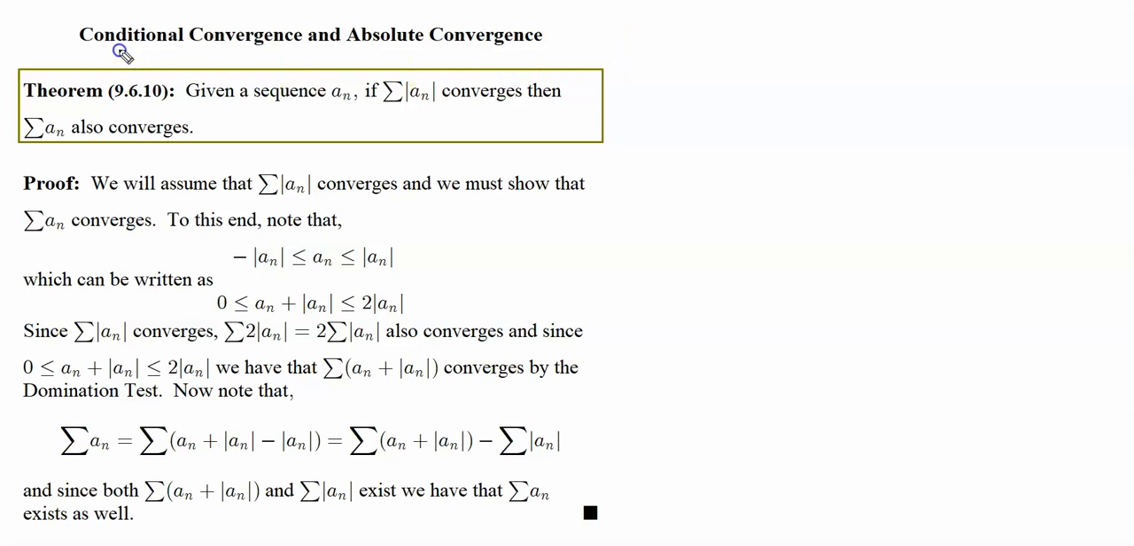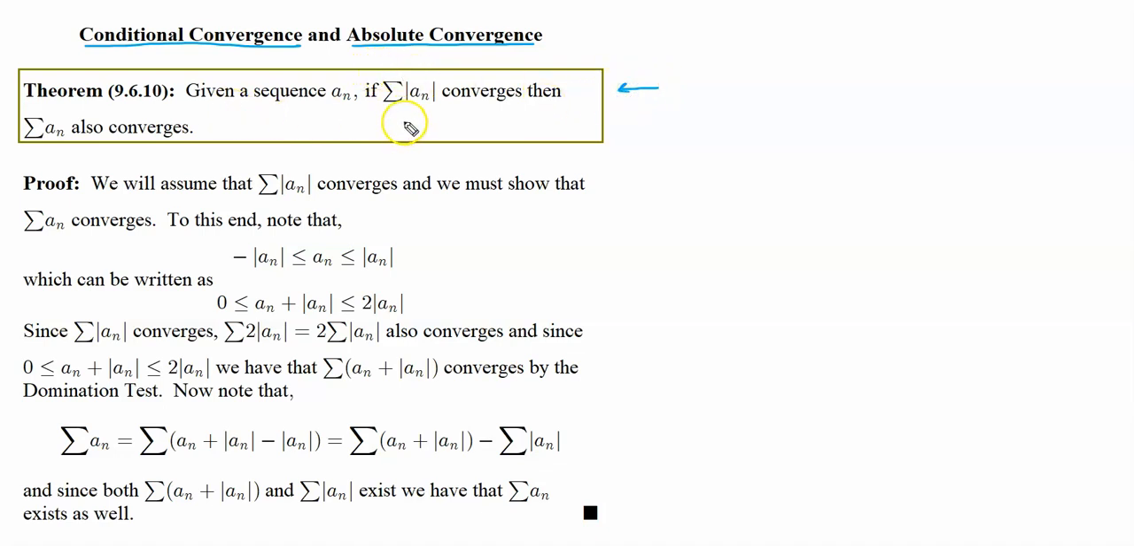Hi everyone. In this lesson we're going to discuss conditional convergence and absolute convergence. So these are two different types of convergence that we'll be able to classify series into. Now before we get into the details of the definition for these, we need this theorem first.